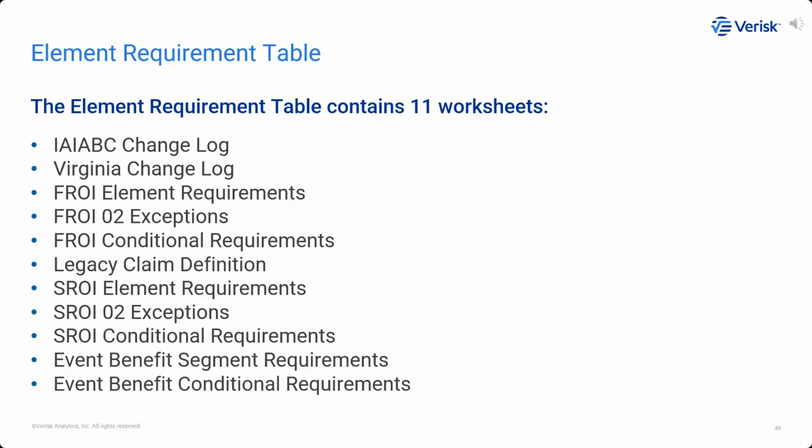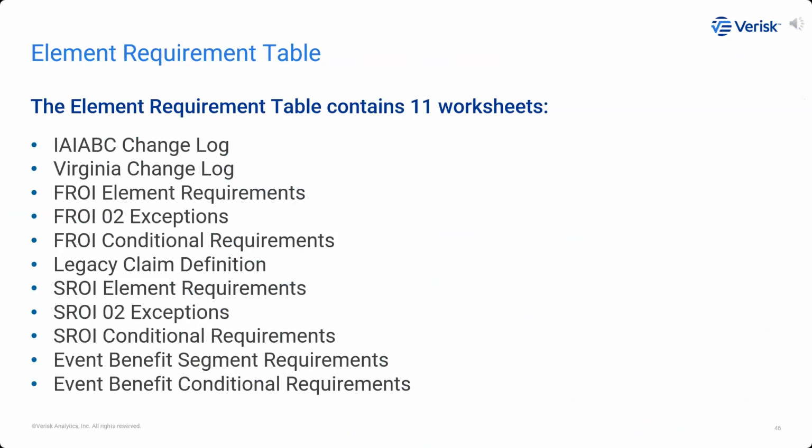The element requirement table is a lengthy document that contains 11 worksheets in total. The first two are your change logs, the IA-IABC change log, and the Virginia specific change log. The next three are for your FROIs, which is the FROI element requirements table, the FROI O2 exceptions table, and the FROI conditional requirements table. In between the FROI and the SROI tables, you have the new legacy claim definitions worksheet.